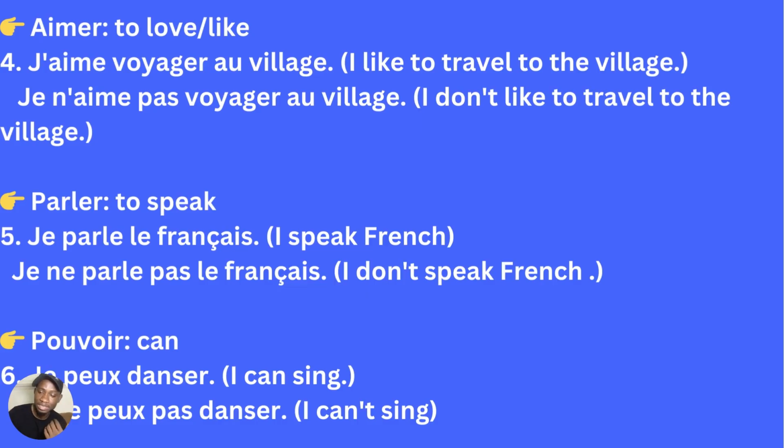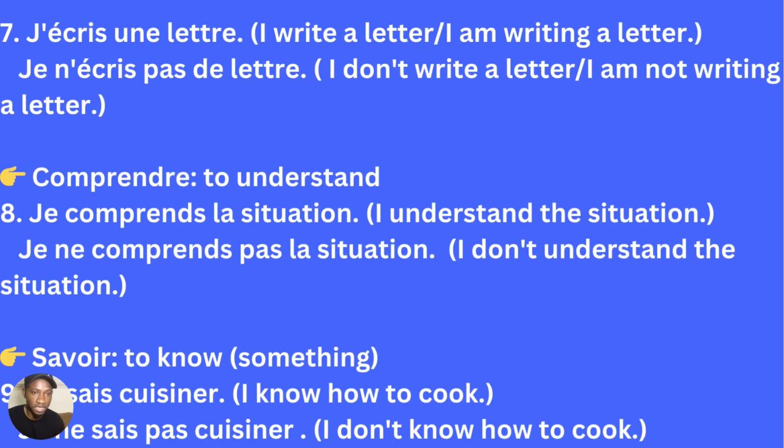I can't sing. Alright? Number 7, j'écris une lettre. J'écris again, because écrire starts with E, the E in the je is sacrificed for an apostrophe. J'écris une lettre. I write a letter. Don't forget, it also means I am in the process of writing a letter. That's very good news for us as English speakers. That one expression can mean these two expressions in French or in English.